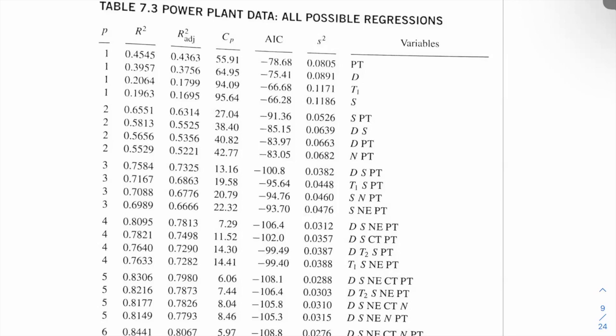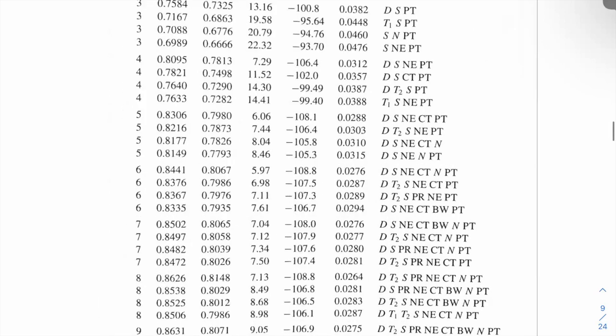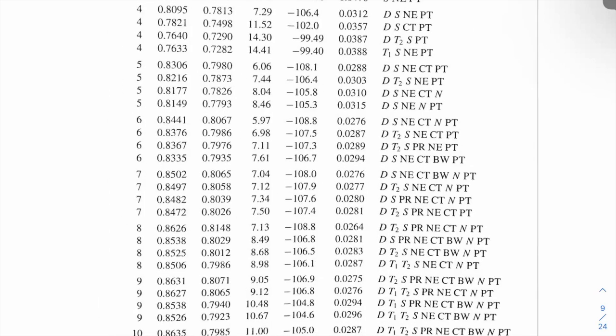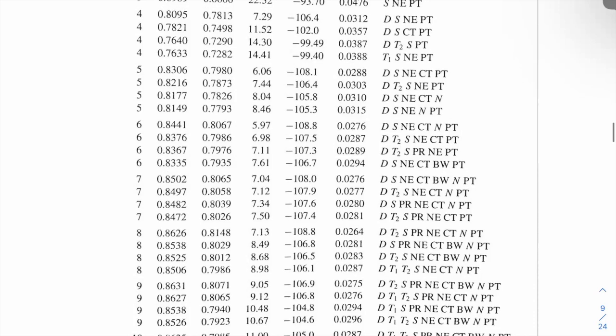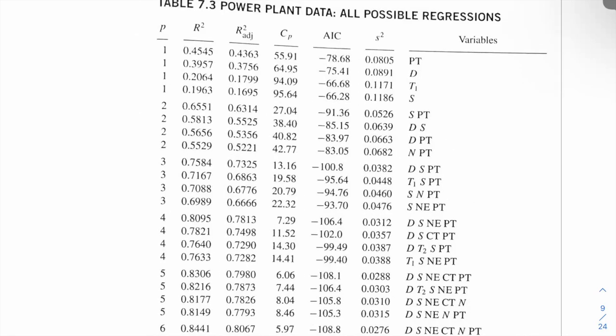So if you look at the R squared, for example, you can see that generally R squared sort of increases as you increase the number of variables. So the best R squared is 0.86 for 10 variables. This dominates everything else. Right, so the best that we can do is 0.86. But if you look at the R squared adjusted, you can see that it starts small and goes up.